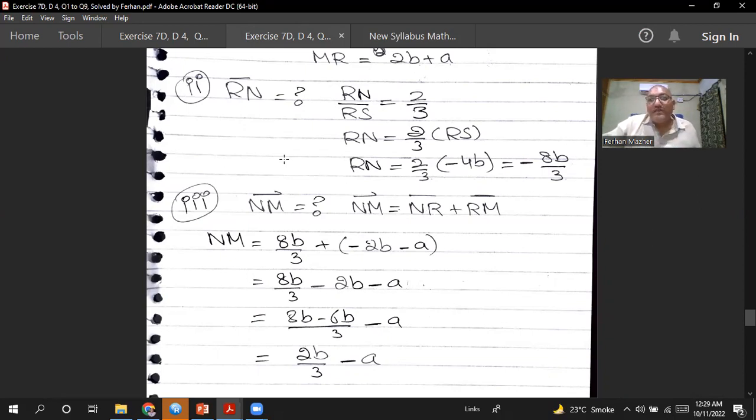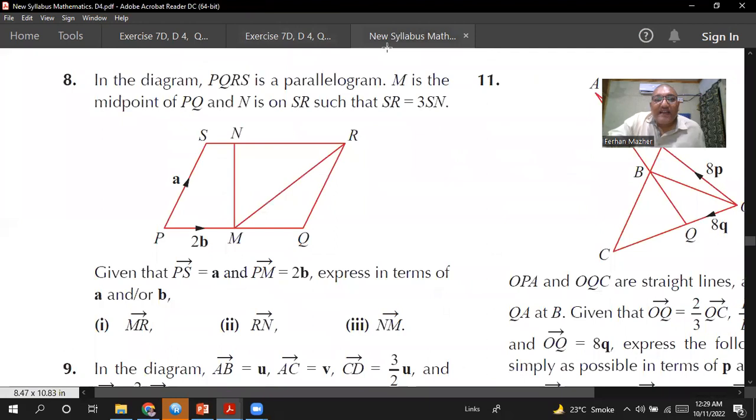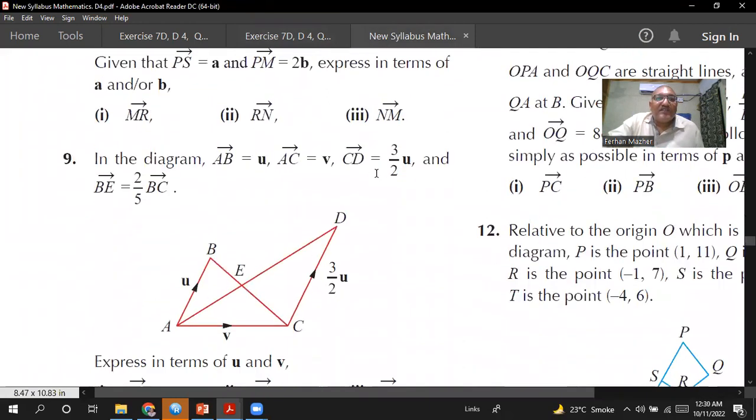It will be 2B by 3 minus A. So this is how you find the NM. Hopefully you understand NM, and that's it. That's the question. Okay, so we are going to the next question.